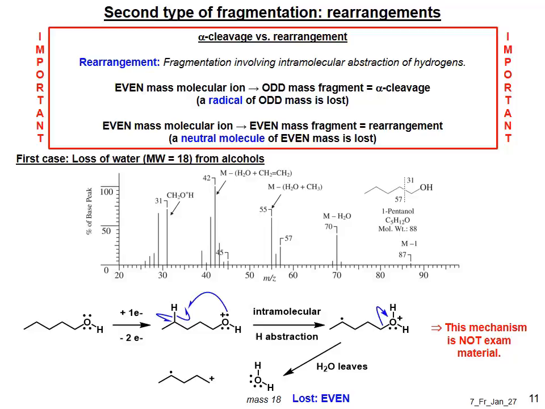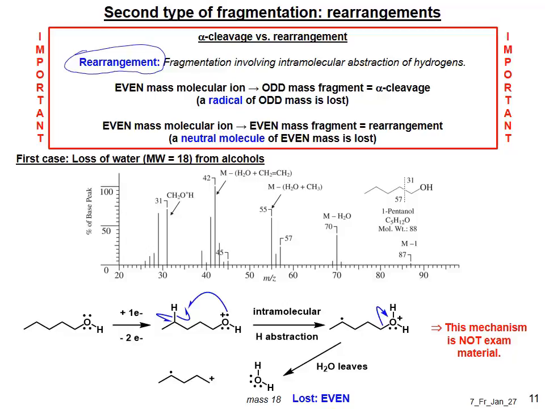In the previous video, we looked at the first type of fragmentation, which were alpha cleavages. In this last video, we're going to look at the second type of fragmentation, which are rearrangements. Now, a rearrangement is defined here as a fragmentation that involves intramolecular abstraction of hydrogens.